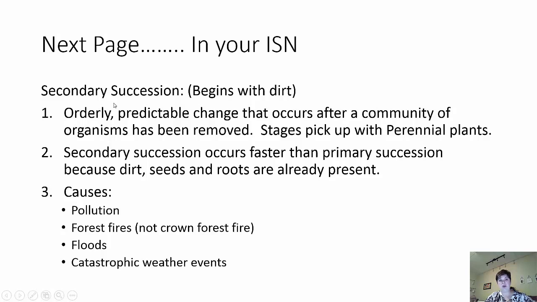And the main difference between primary succession and secondary succession is that secondary succession begins with dirt, and in the dirt there are seeds, there are roots of plants. So you've got your perennial plants that are going to begin growing fast in this community. So secondary succession is orderly, predictable change that occurs after a community of organisms has been removed. The stages pick up usually with the perennial plants. Secondary succession occurs faster than primary succession because the dirt, seeds, and roots are already present.